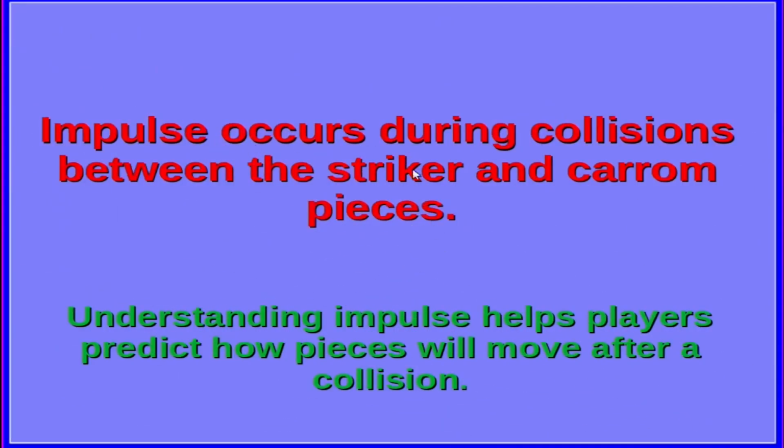Impulse occurs during collisions between the striker and the carom pieces, as well as among the carom pieces themselves. And of course the collisions of the striker and carom pieces with the edges of the board also. Understanding impulse helps players predict how pieces will move after a collision.